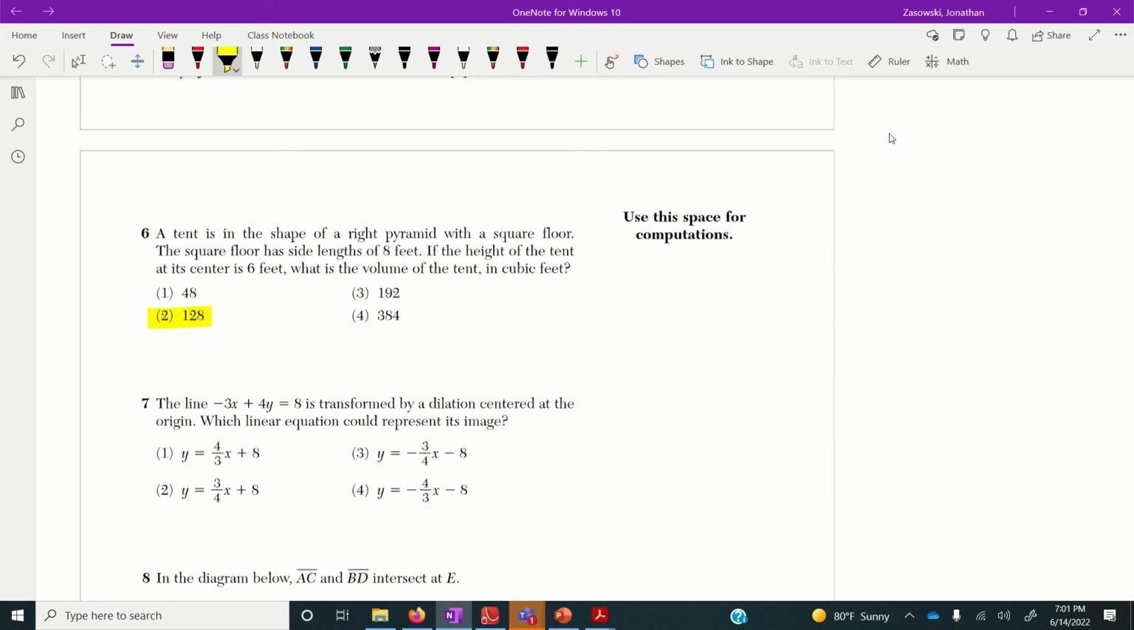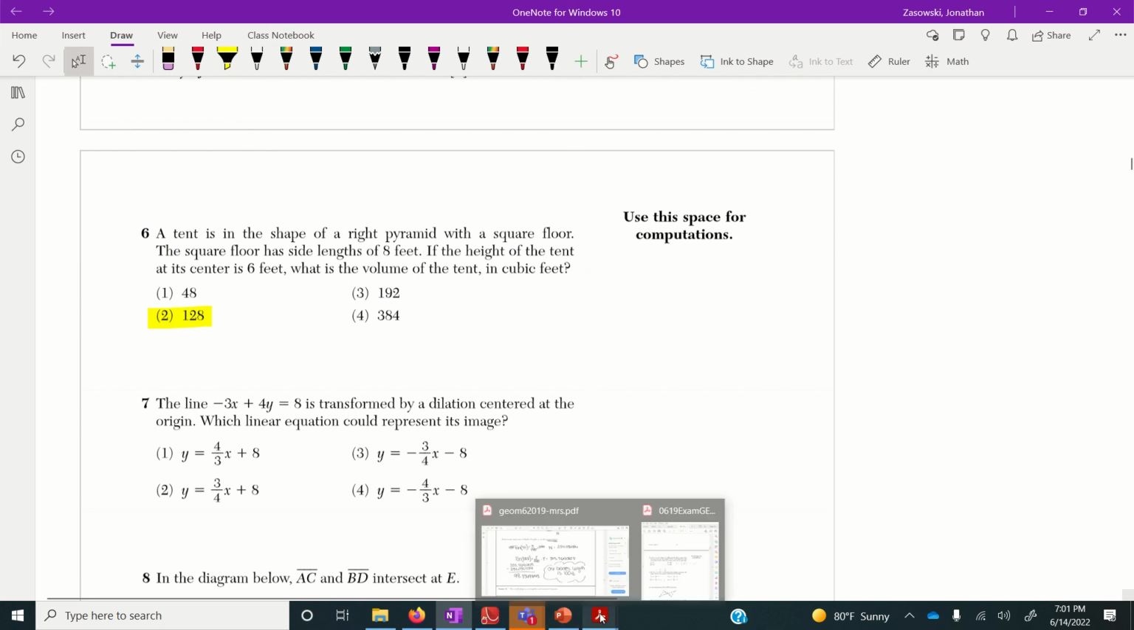For number 7, you guys will have graph paper. You can graph the line. You can also graph it on your calculator. Take a look at the grid. See if it passes through the origin.